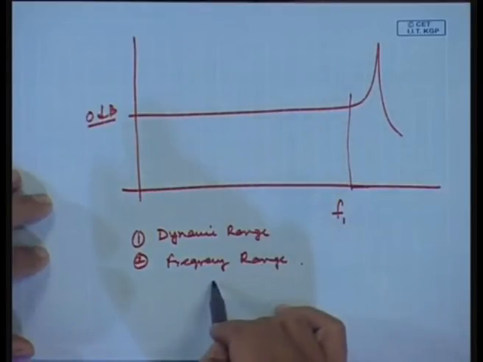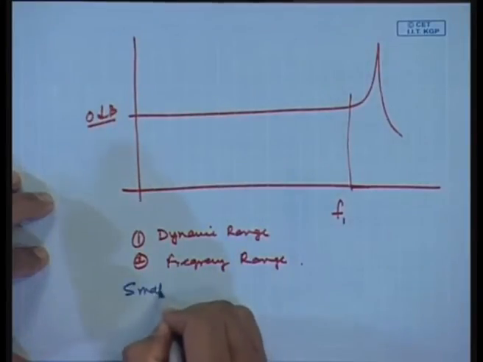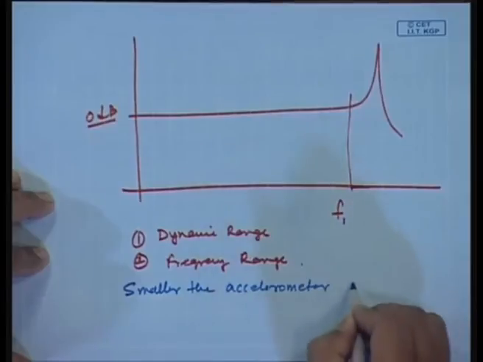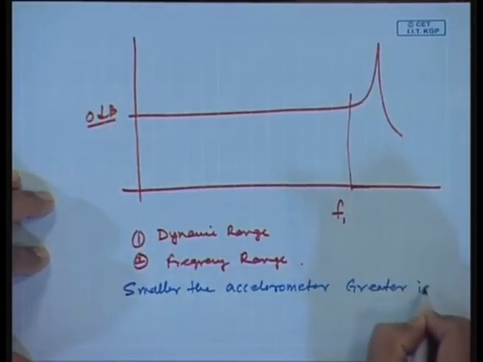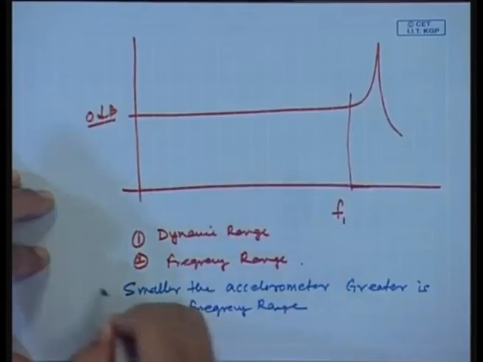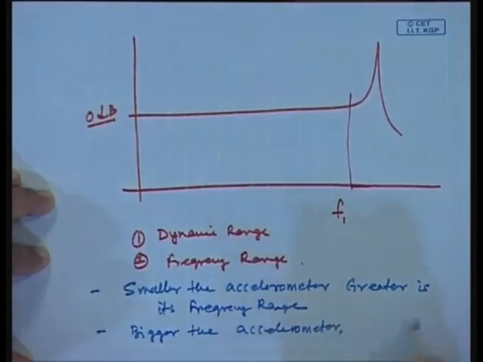So, the accelerometers have a very large frequency range, and the smaller the accelerometer, the greater is its frequency range, and the bigger the accelerometer, the greater is its sensitivity and maybe dynamic range.